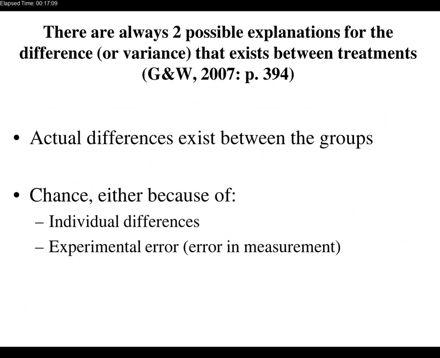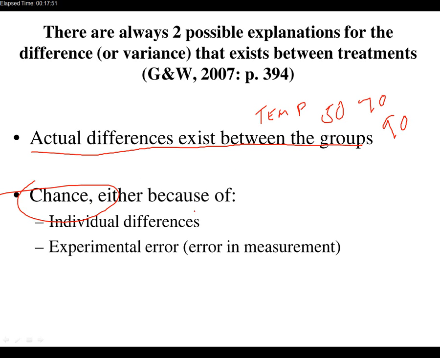There are always 2 possible explanations for the difference or variance, because this is analysis of variance, that exists between treatments. The first is the actual difference, and what do I mean by the actual difference? Well, if you looked at that last experiment, the actual difference was the temperature. It was 50, 70, and 90. Those were the actual differences. Now, what else could affect those numbers? Well, chance.